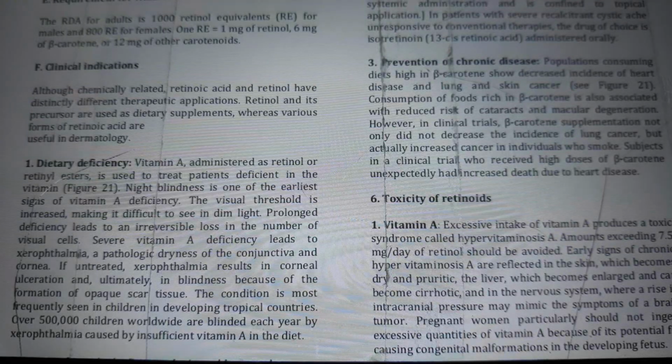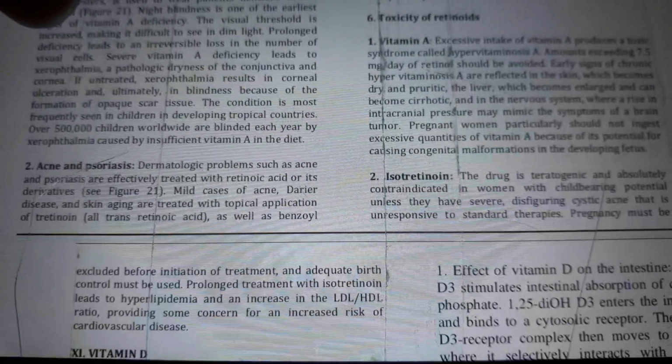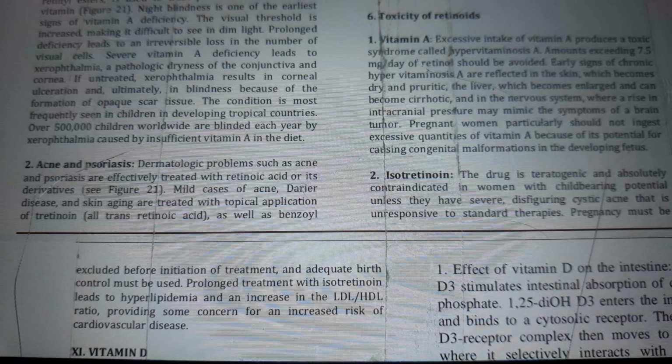Clinical indications. Although chemically related, retinoic acid and retinol have distinctly different therapeutic applications. Retinol and its precursors are used as dietary supplements, whereas various forms of retinoic acid are used in dermatology. Dietary deficiency. Vitamin A administered as retinol or retinal esters is used to treat patients deficient in the vitamin.